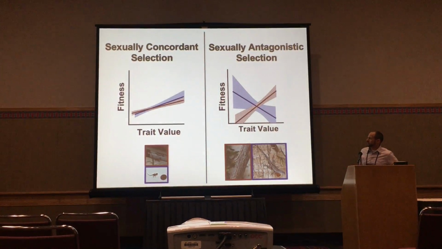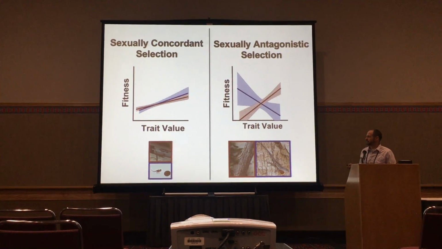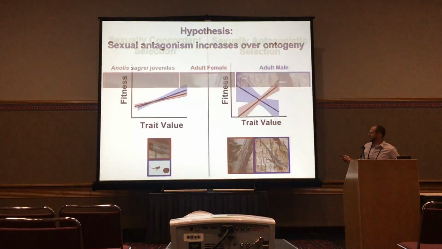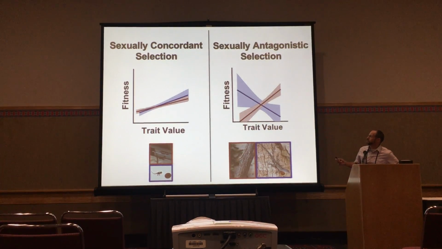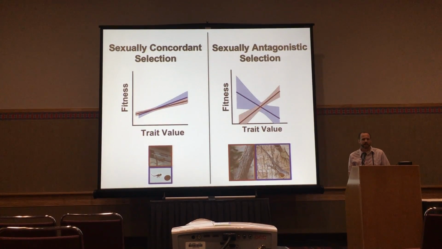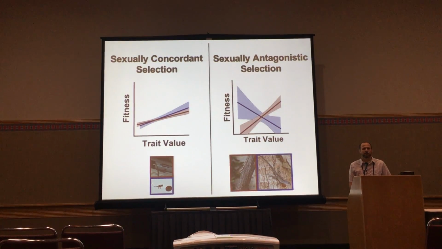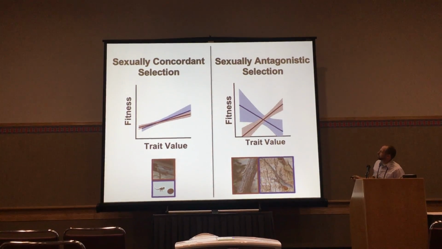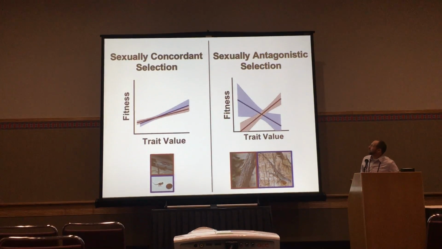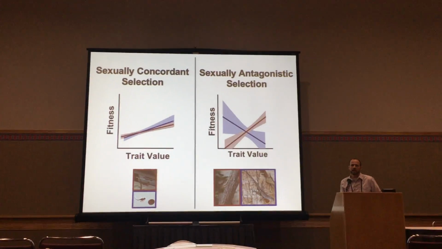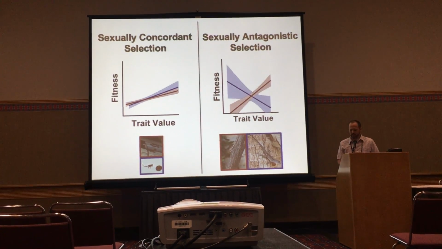These figures illustrate the general predictions of the hypothesis. On the left-hand panel, this is the juvenile life stage, and you see the prediction of sexually concordant selection. The relationship between a trait and fitness is going to be the same for both sexes. In the right-hand panel, you see the prediction for the adult life stage, where I'm predicting sexually antagonistic selection, where selection is going to be acting very differently on the same trait in males and females.